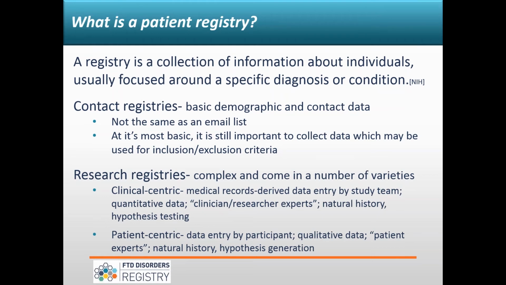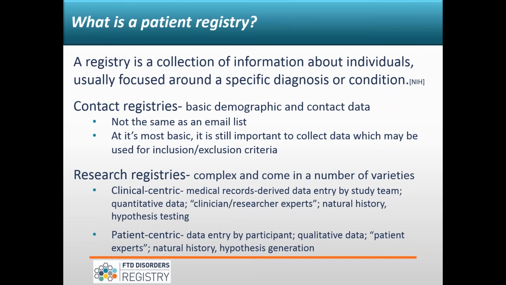A contact registry is one of the more basic forms of registries. It is usually composed of both contact information and some basic demographics, but it should not be construed to be an email list. Even at its most basic, a contact registry needs to collect information sufficient to evaluate inclusion or exclusion criteria for research studies.